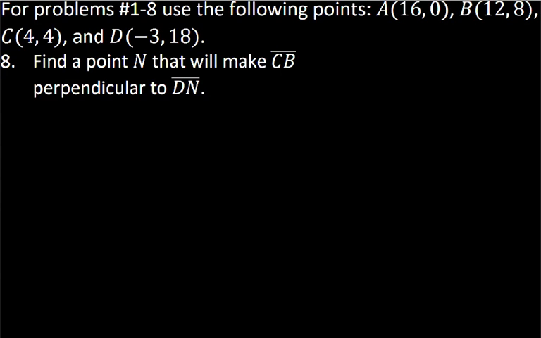Okay, for problem 8, we are going to find a point N that will make segment CB perpendicular to segment DN. In a previous video, we have found that segment CB has a slope of 1/2. So I'm not going to go through that again. You can go back and check it out if you want to. And now we need to find some point N that will make segment DN perpendicular to CB.